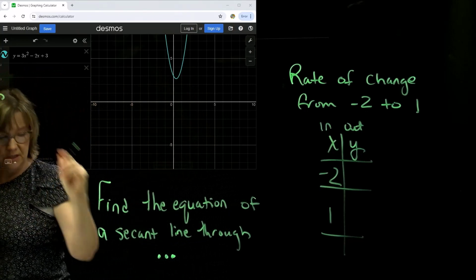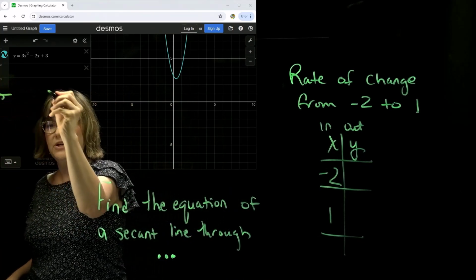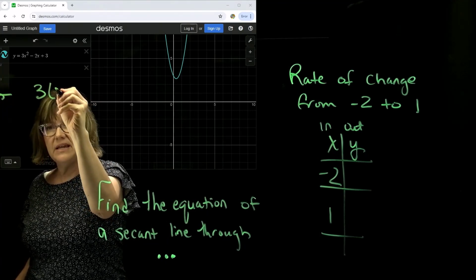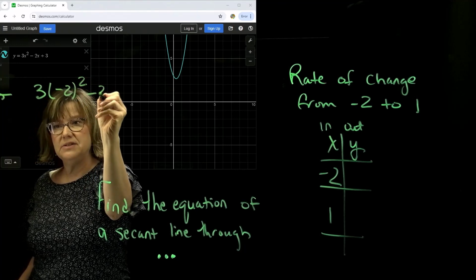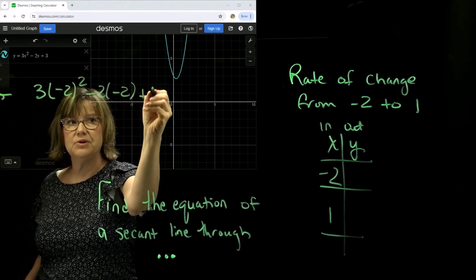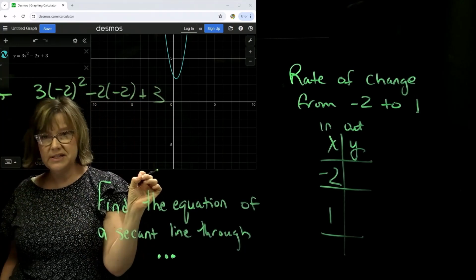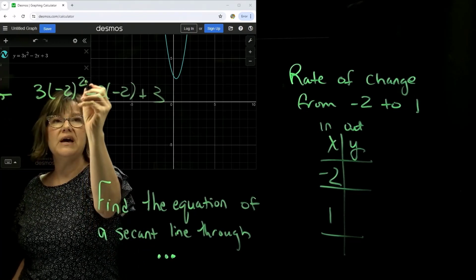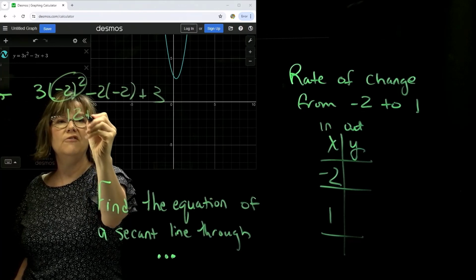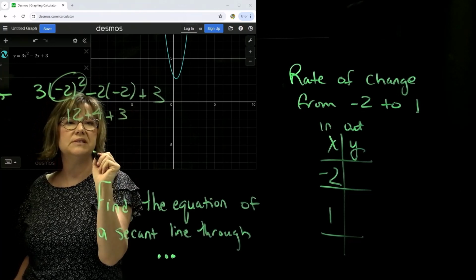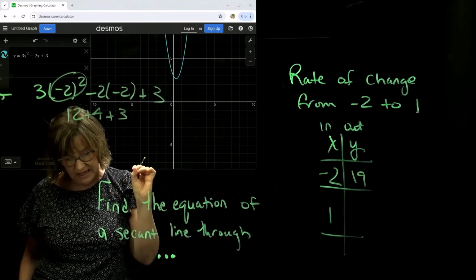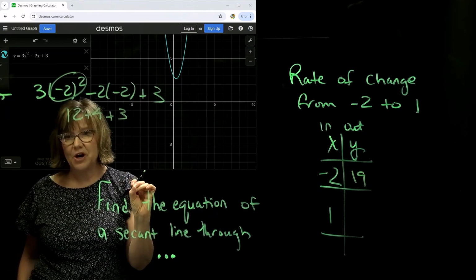We have, oh, you can't see me over there. I'll move over here. We have 3, and then what? We have -2 squared minus 2 times -2 plus 3. We're just doing input. Again, you can type that in a calculator and get your output. What do we have? This is +4, so 12 plus 4 plus 3. What is that? Is that 19, I think? You guys can keep me honest. Email me if I'm wrong. That would be helpful.